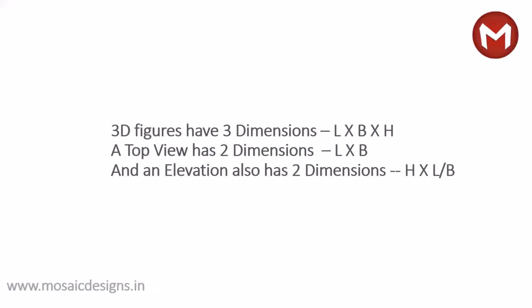To answer such questions, we should always remember 3D figures have 3 dimensions, that is length into breadth into height. A top view has 2 dimensions, that is length into breadth. And an elevation also has 2 dimensions, height and either the length or the breadth.